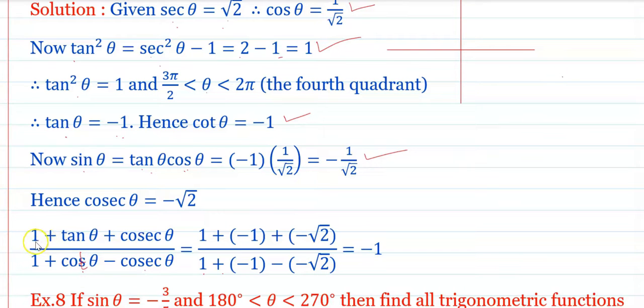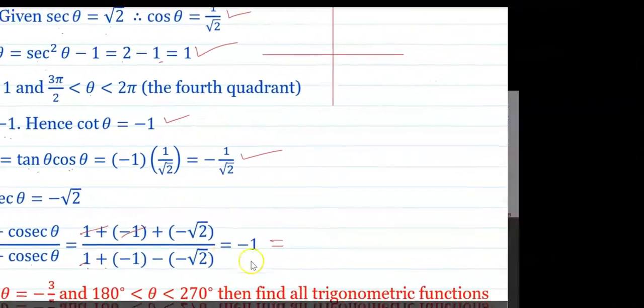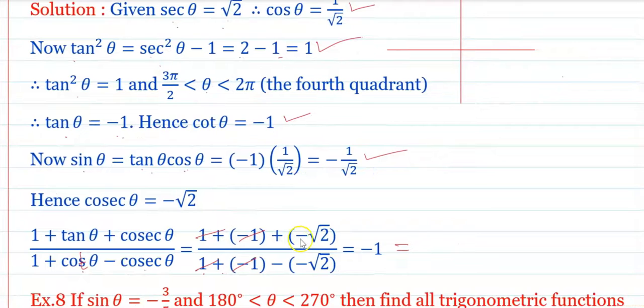Now the value of 1 plus tan theta plus cosec theta: that is 1, the value of tan theta is minus 1, cosec is minus root 2. Next, again the value of cot theta is minus 1, cosec is minus root 2. And if we simplify this, then you will get here 1 minus 1. These two get cancelled. 1 and minus 1 get cancelled. Minus root 2 upon plus root 2.